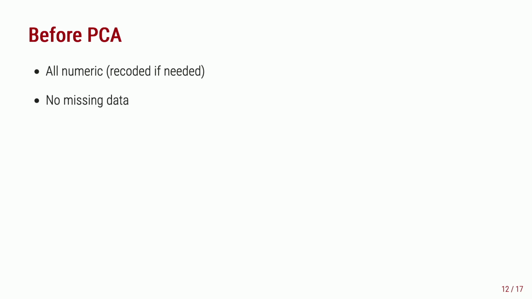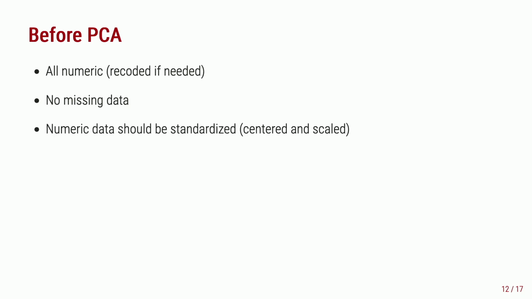So binaries will be taken into account as zeros and ones. Categorical should be recoded as ordinal. So it's not exactly the most flexible analysis. Other analyses are more flexible. And you shouldn't have missing data. This is not the kind of ordination that deals well with missing data.